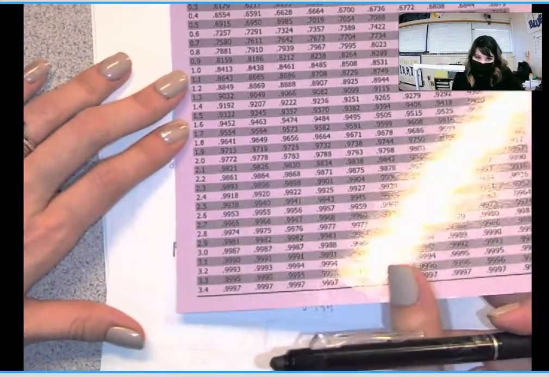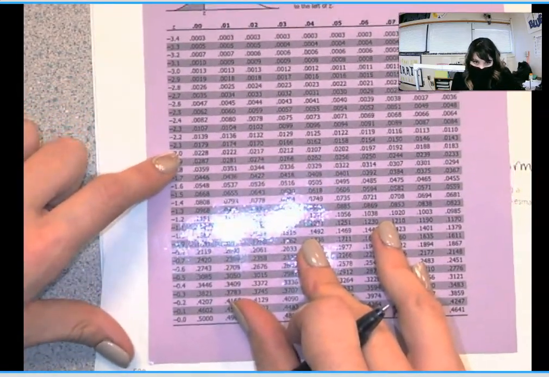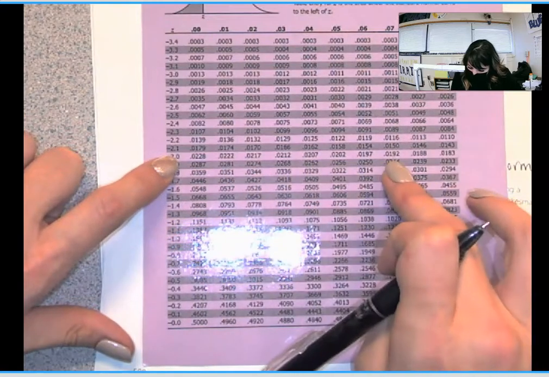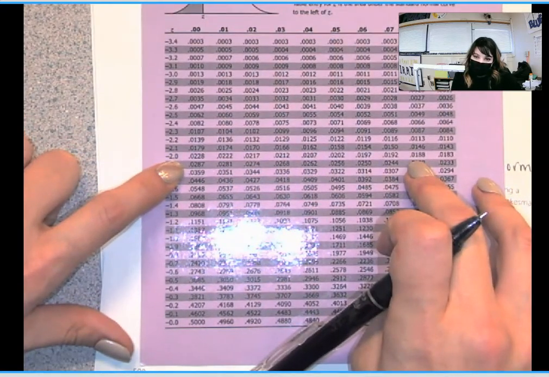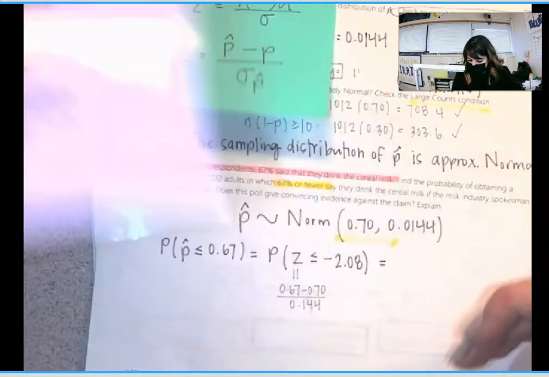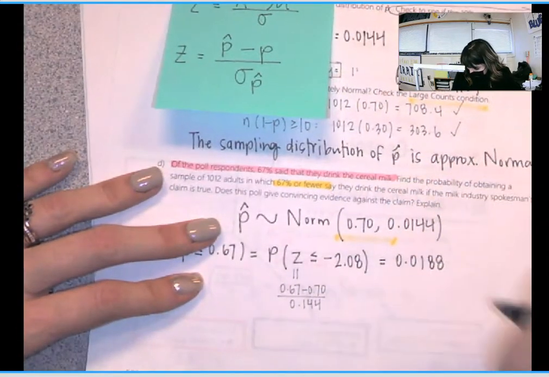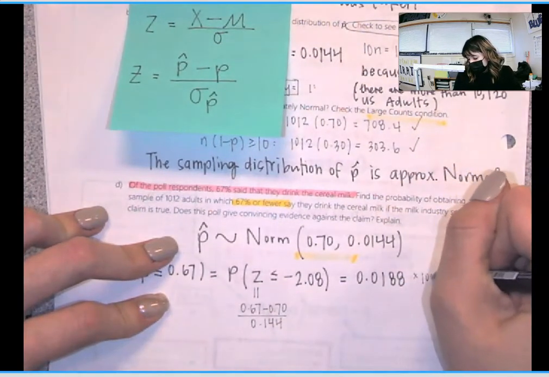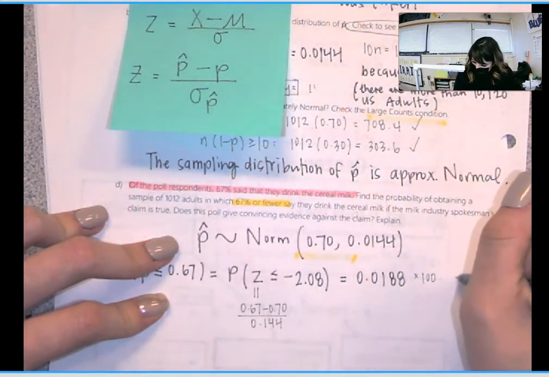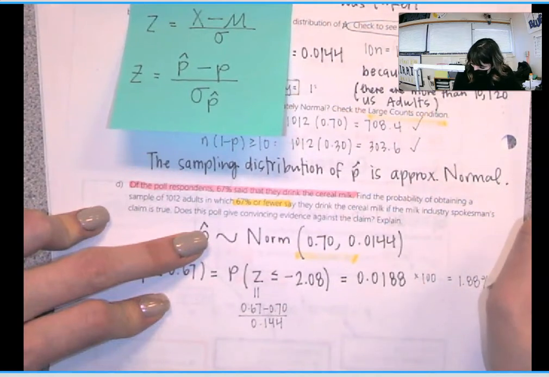Well, that's equal to, I go to my z-table, I'm on the negative side, I go to negative 2.0 and over to 8, that's 0.0188. If you want to know what percent that is, multiply by 100, and that would give you 1.88%.